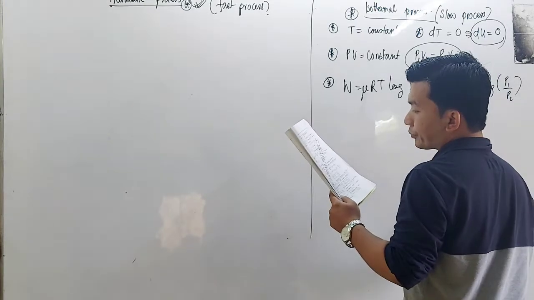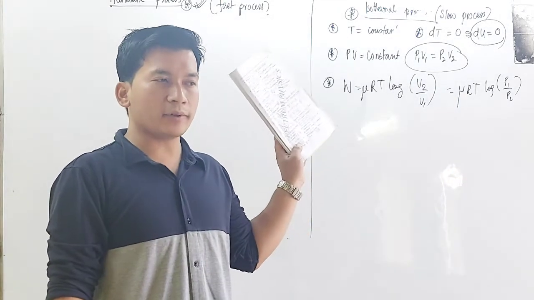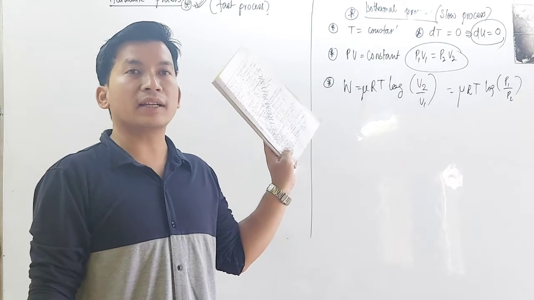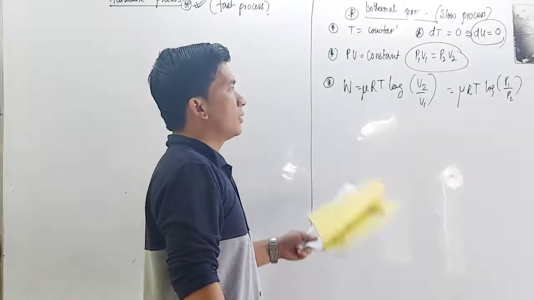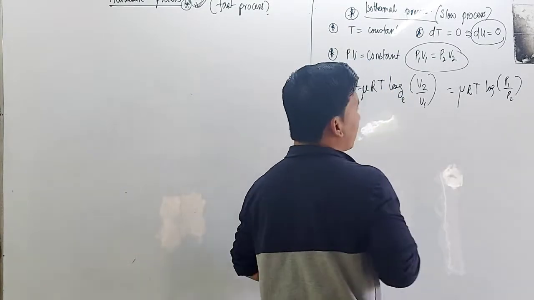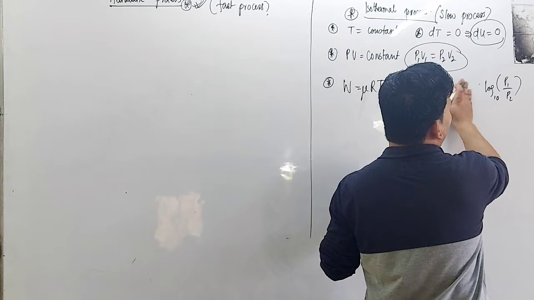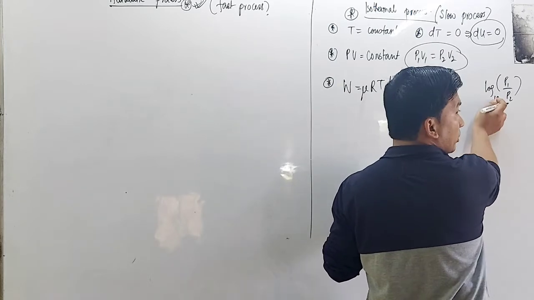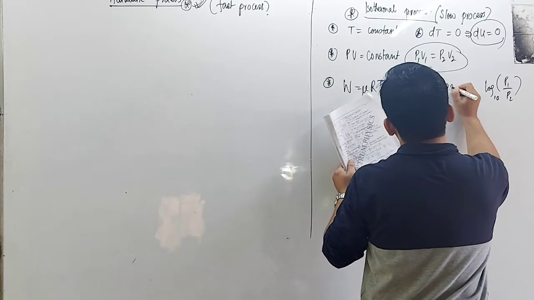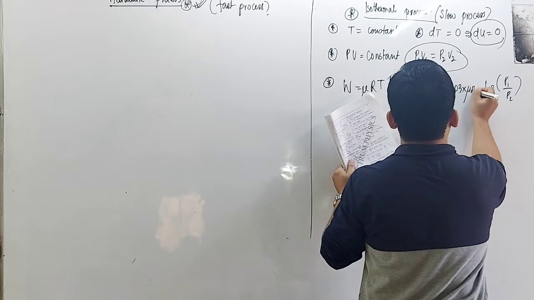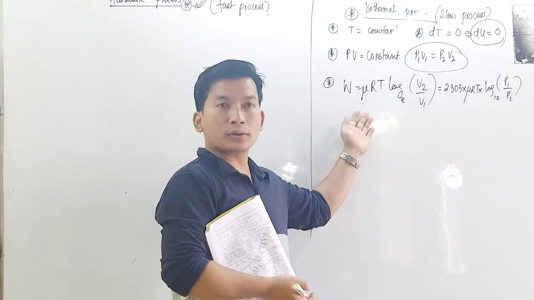And what about the log to the base? I have already explained enough about the natural logarithm and common logarithm, so I don't have to explain it again. This is the natural logarithm, and log to the base 10 is the common logarithm. To convert natural logarithm into common logarithm, we have to multiply by 2.303 into mu RT. Understood? Anyhow, you have to learn this by heart.